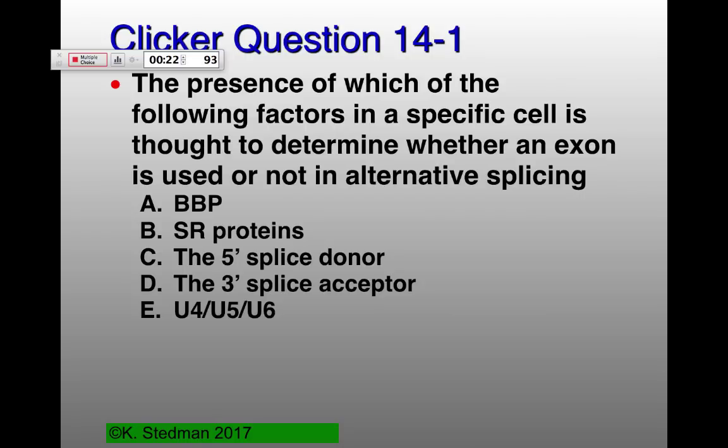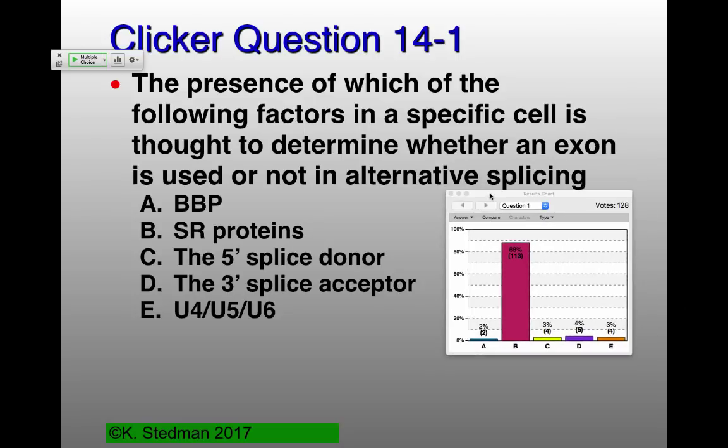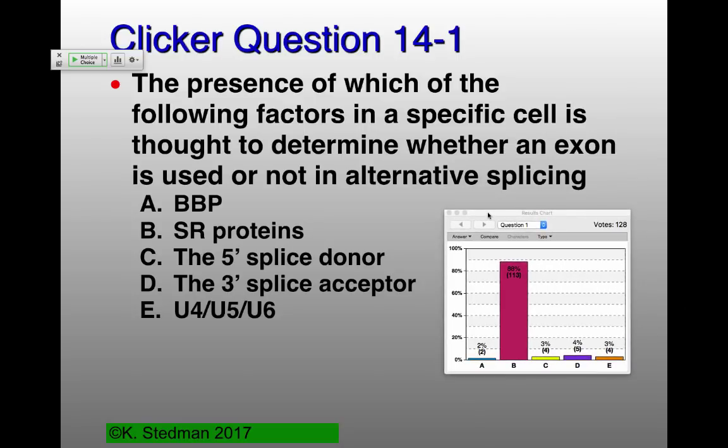Aiming for 100% correct. Let's get there. Ten, 5, getting close to 100% correct here. Oops, let's show the results before I actually choose the correct answer. That might help. So yes, it is the SR proteins. Yay, I guess I've explained it enough, or you all already knew it.